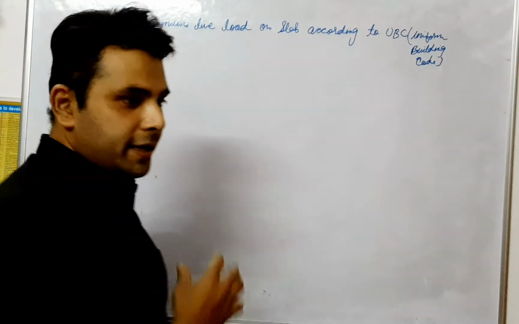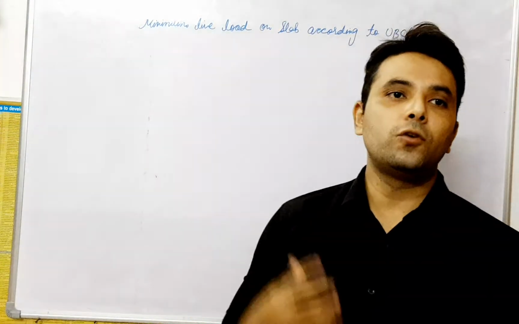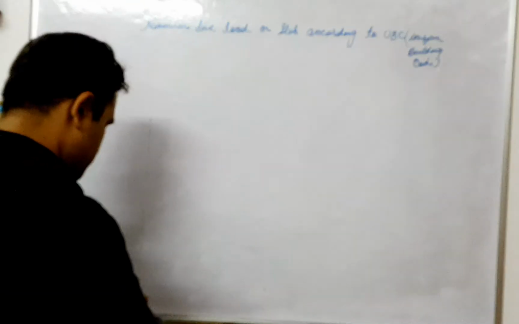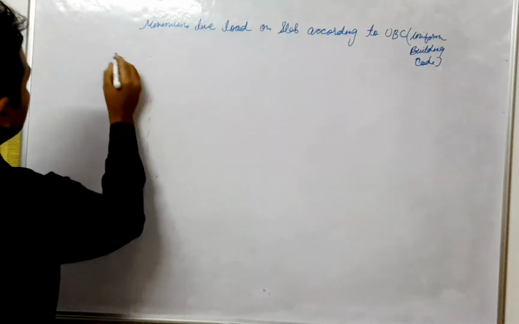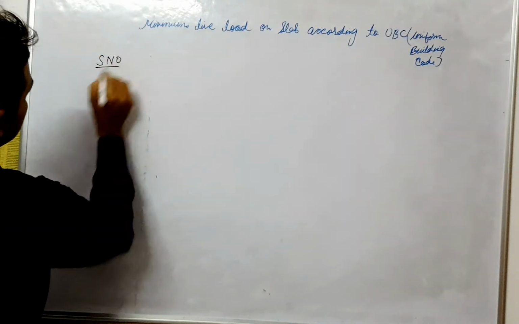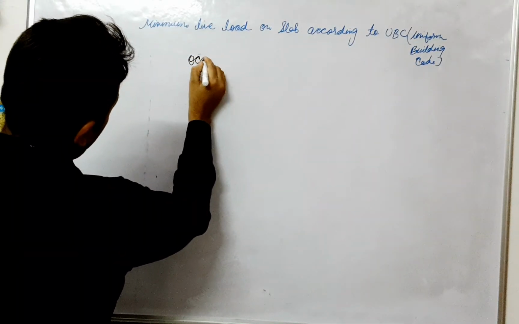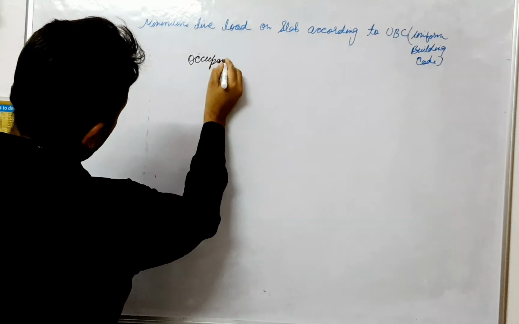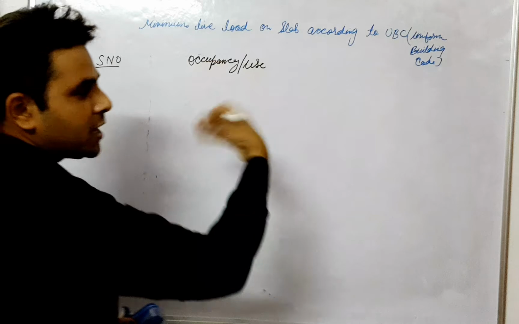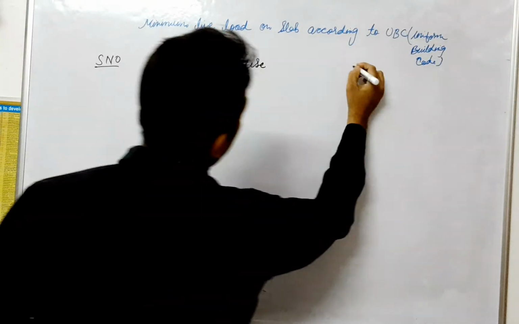See, there are some criteria to find out the live load that acts on any slab or any floor of a building. First, we have to make a column. First one is serial number. Second one is occupancy. Occupancy or use: the meaning of this is which type of structure you are going to design. Clear? And third one is live load.